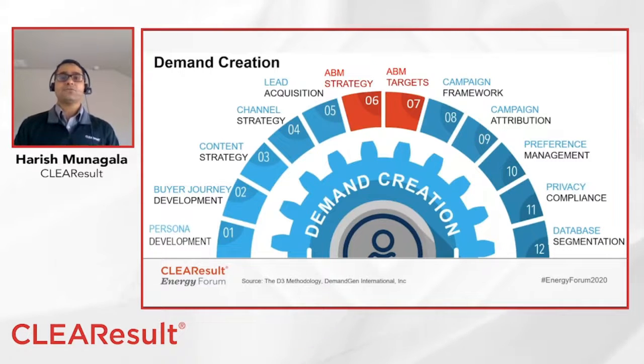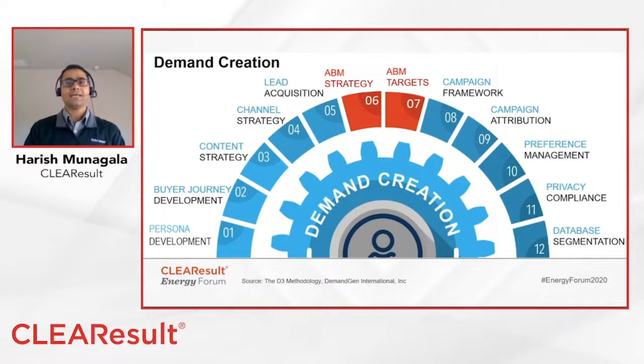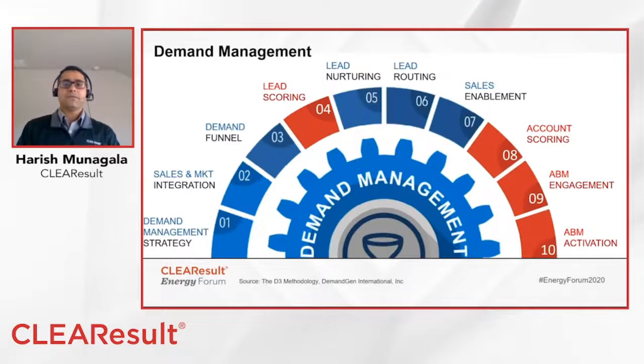Then actually getting into some of the execution phases in order to create demand for our products or services, and that starts with lead acquisition. For B2B or CNI programs, you think about account-based marketing, ABM strategy, identifying ABM targets, and building that entire campaign framework. Then also looking at campaign attribution. We're starting campaign attribution at the outset so that we know how to measure the programs we are running. And then getting into preferences, privacy, compliance, and ultimately database segmentation. So the next stage within demand gen process is demand management.